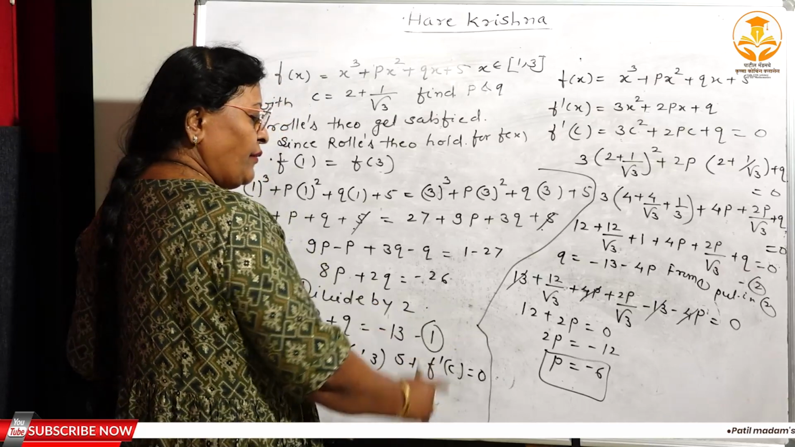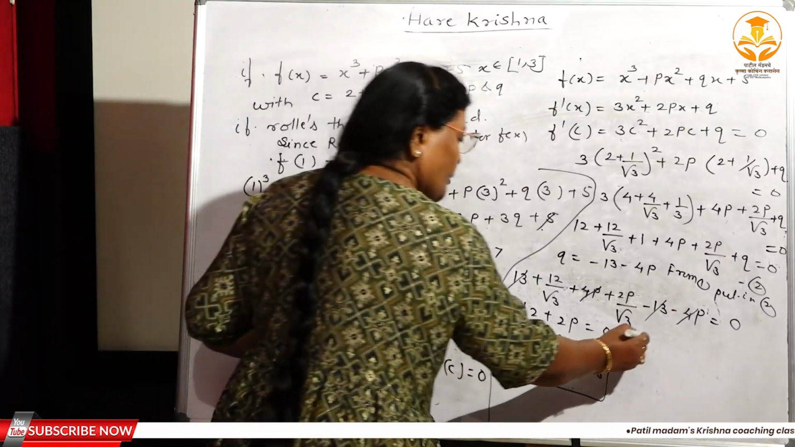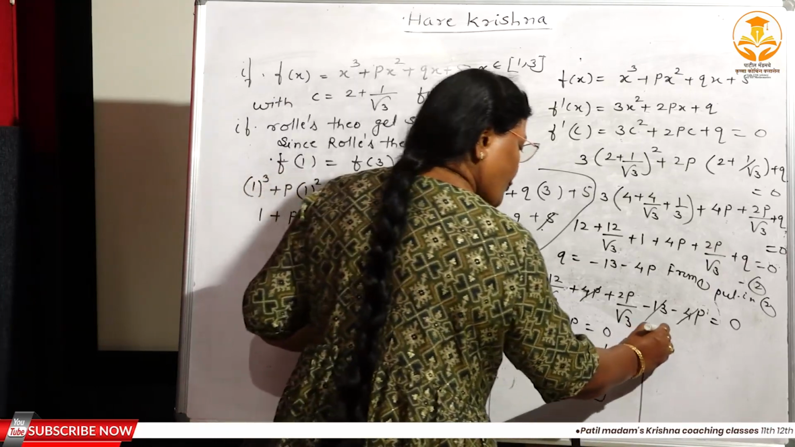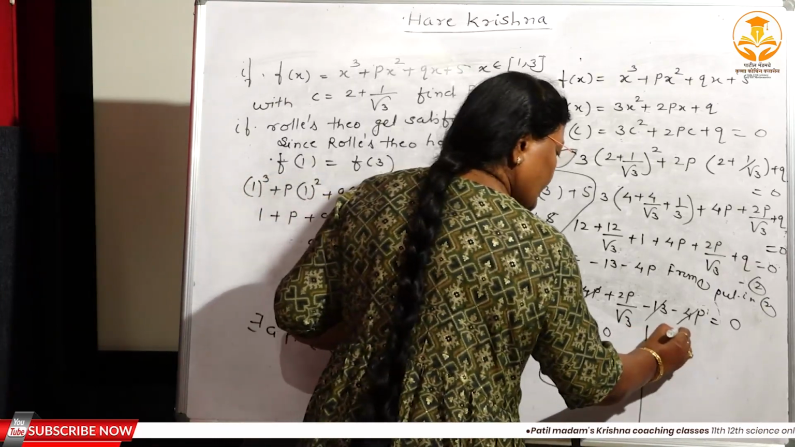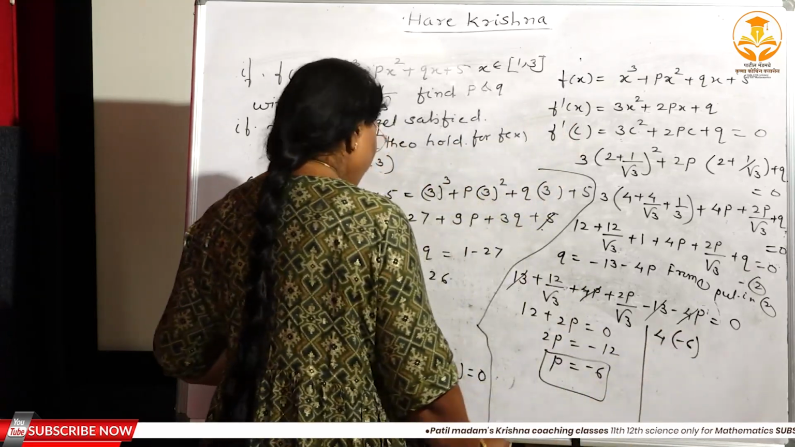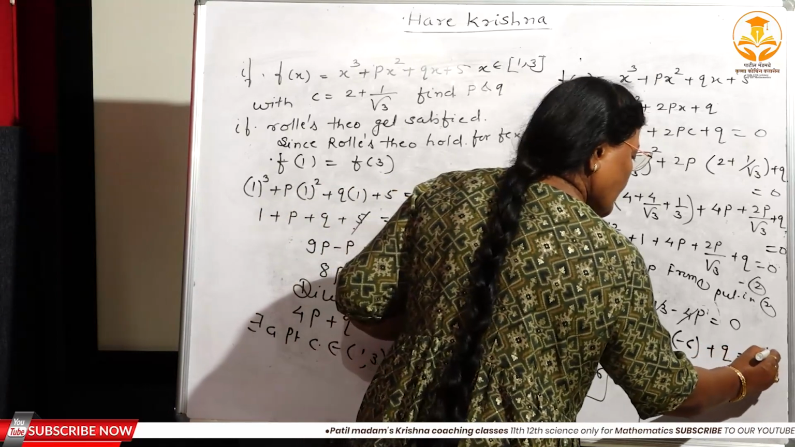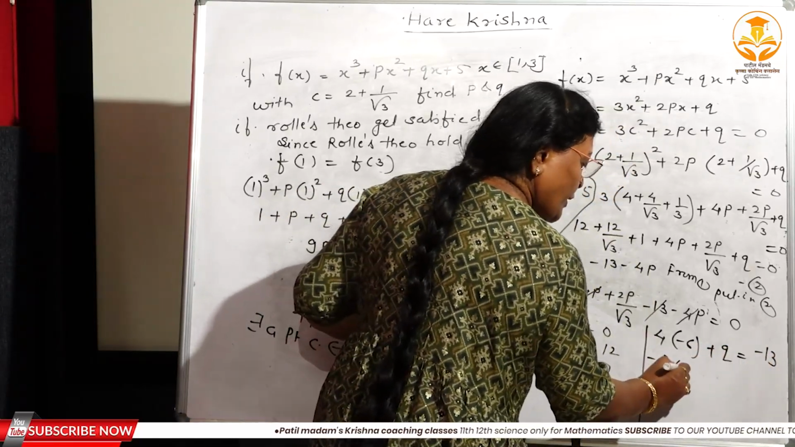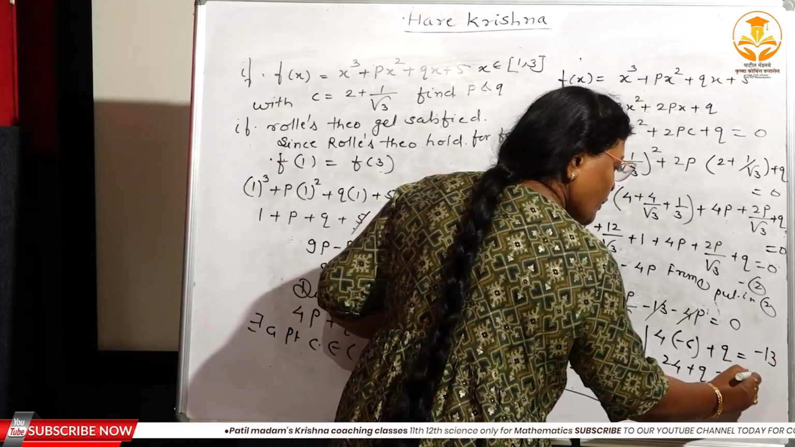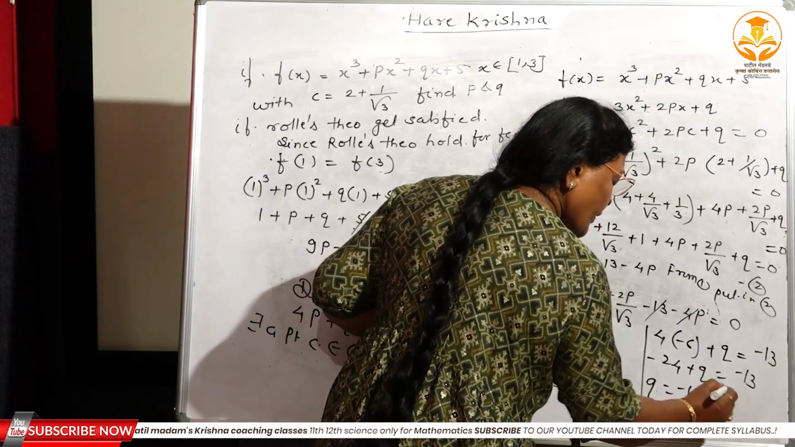By substituting the value of p, it is minus 6, in equation 1, you will get the value of q also. What is the value of p? Minus 6. Minus 6 put here, and plus q, it is equal to minus 13. Therefore, minus 24 plus q, it is equal to minus 13. q is equal to minus 13 plus 24.